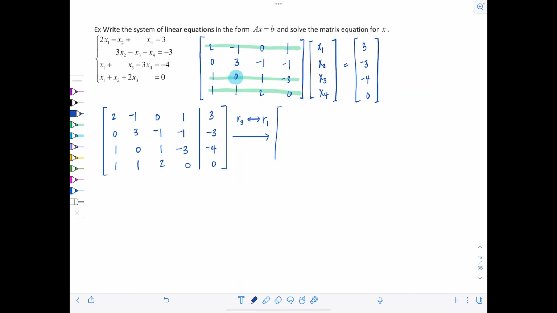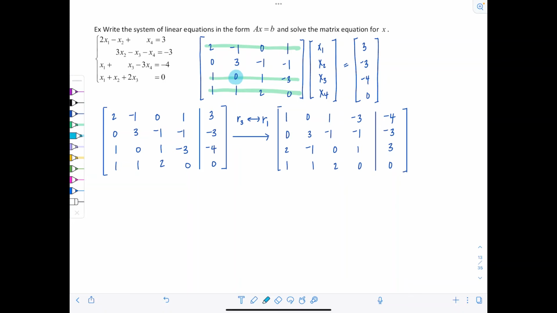Too long. I want to make sure this problem will fit here. Let's see. So now row 1 is 1, 0, 1, negative 3, negative 4, and then we've got everything else. 0, 3, negative 1, negative 1, negative 3, 2, negative 1, 0, 1, 3, 1, 1, 2, 0, 0. Okay.